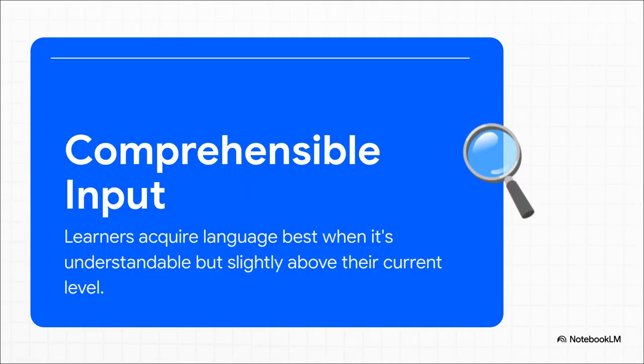And you know what? This isn't just a teacher's gut feeling. There's a hugely influential theory from Professor Krashen that backs this up. It's called comprehensible input. And the big idea is that we acquire language best when we understand the message, but it also contains stuff that's just a little bit beyond our current ability. That's the magic zone for growth.